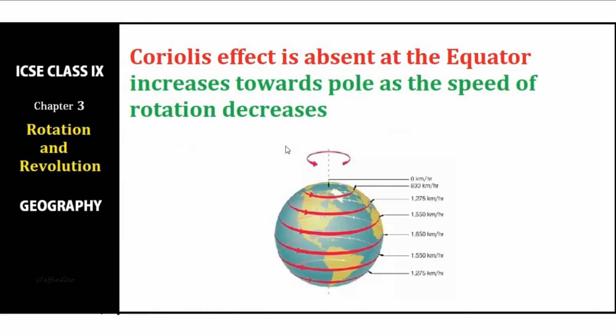Now, Coriolis effect is absent at the equator. Wind will not deflect towards any direction at the equator, but as we go from equator to pole, the Coriolis effect increases. The reason is the speed of the rotation decreases. We have already seen that speed of rotation decreases from equator to pole. Because of this, Coriolis force increases towards the polar region.